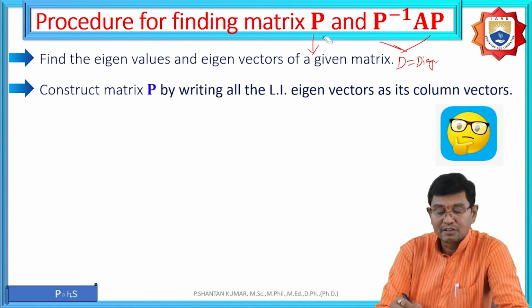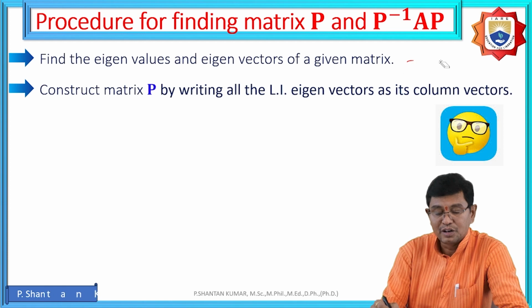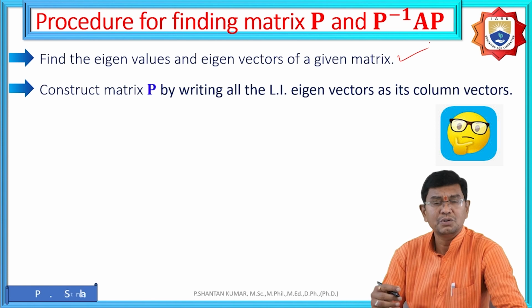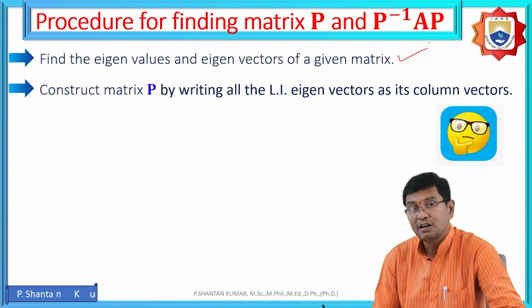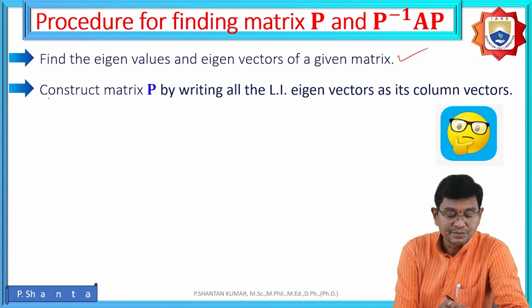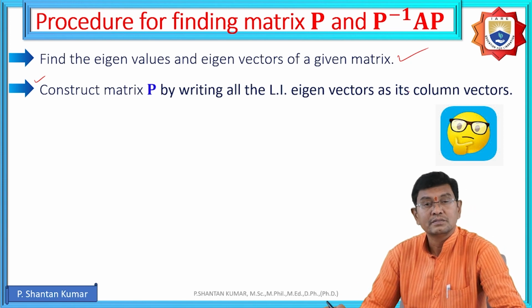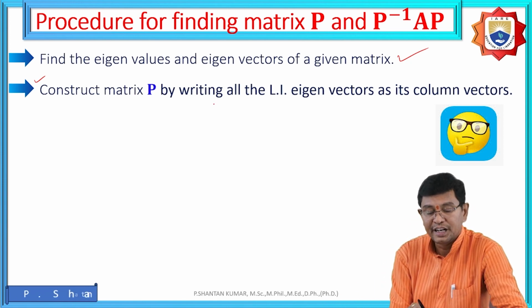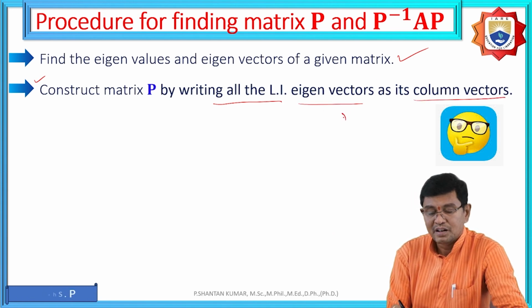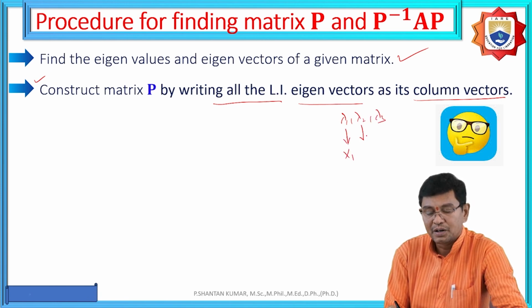According to the given matrix, first of all, we need to find the eigenvalues and eigenvectors. As we know, we find the eigenvalues and eigenvectors from the given matrix with the help of the characteristic equation. After that, construct P by writing all the linearly independent eigenvectors as column vectors. That means first we find lambda 1, lambda 2 and lambda 3, and further the eigenvectors x1, x2 and x3 for lambda 1, lambda 2 and lambda 3. The collection of these is the matrix P, up to the second step.